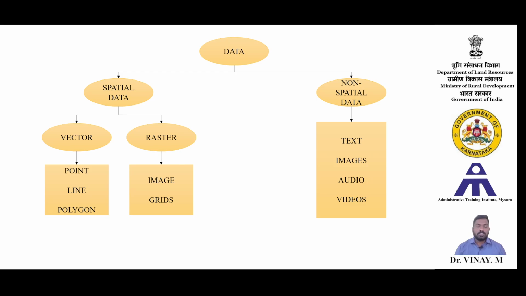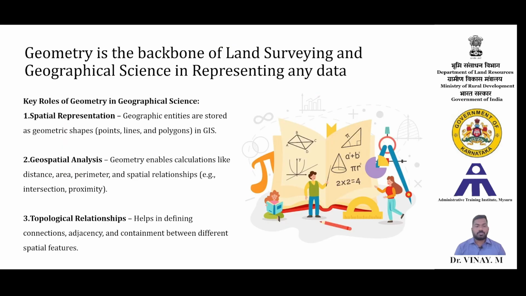And the spatial data is further classified into two broad categories as vector and raster. The vector has three different properties, that is point, line and polygon, and the raster is the image-based form. So in this particular lecture, we are mainly concentrating on these spatial data, how vector data are formed and how raster data are formed. These things we are going to discuss.